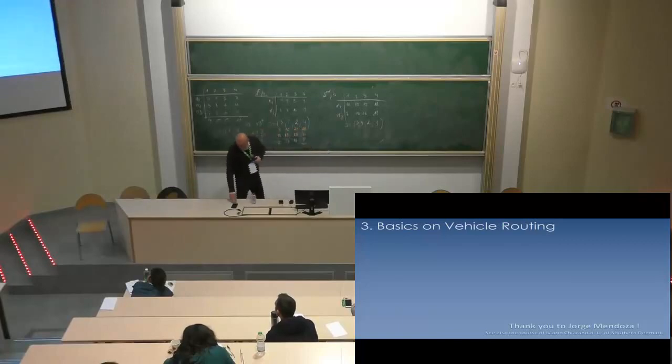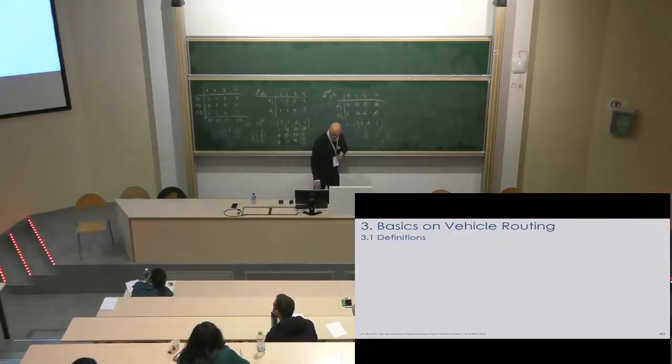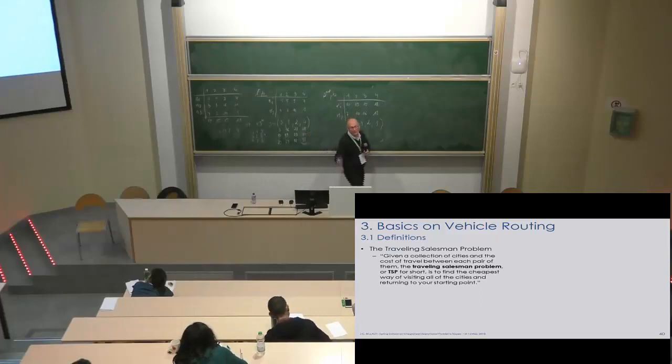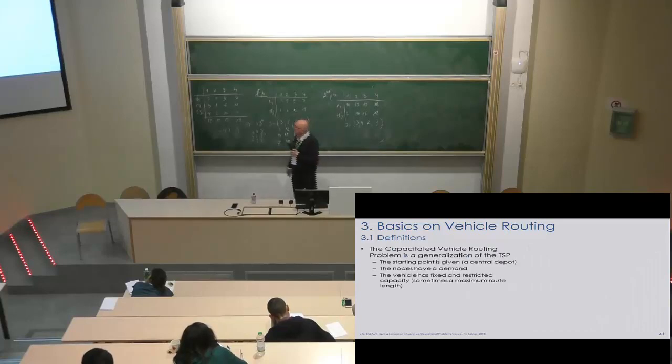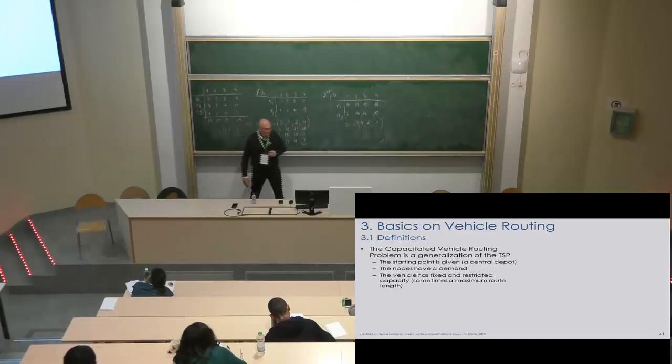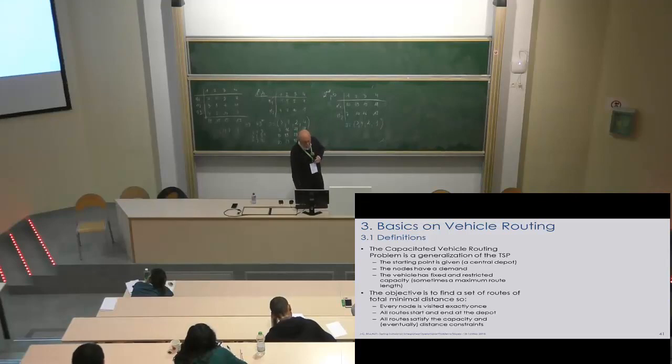Now, basics on vehicle routing. Maybe it will be faster. I took some slides from Jorge Mendoza. It was very helpful for me. So some definitions. The traveling salesman problem, already defined, everybody knows. The capacitated vehicle routing problem is a generalization of the traveling salesman problem with a starting point, some nodes with a demand, and vehicles with restricted capacity, and you have to satisfy the demand at minimum cost.